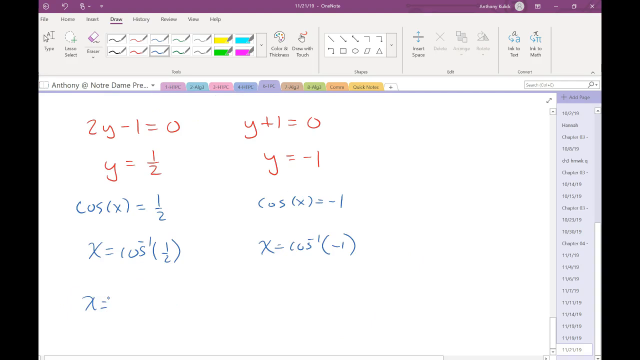And now we'll go to the unit circle. What are we looking for when we look for x equals cosine inverse of 1/2 on the unit circle? What are we looking for? Excellent. Where the x coordinate is 1/2. What are those two places? It's positive 1/2. Good.